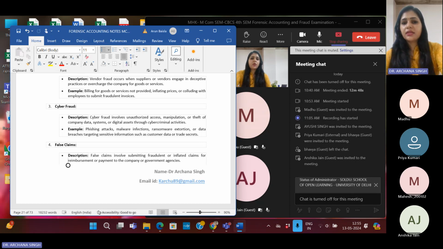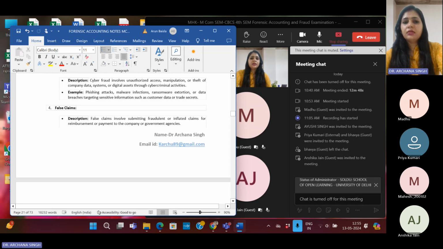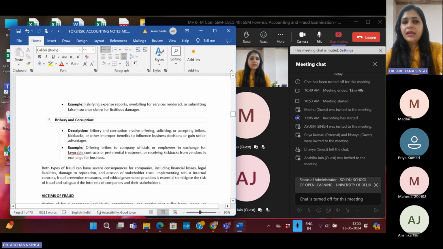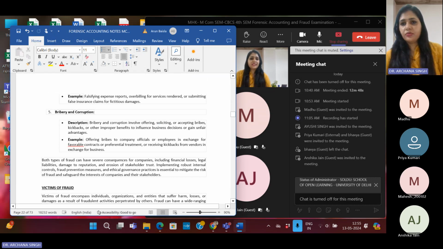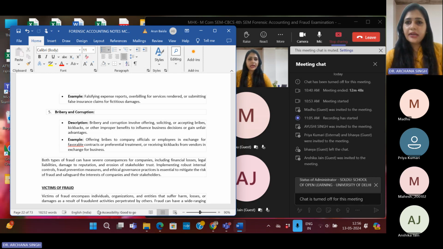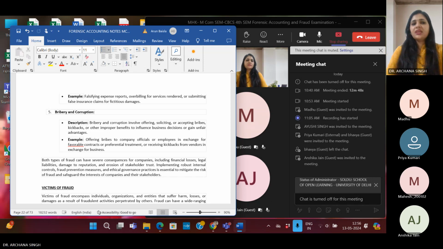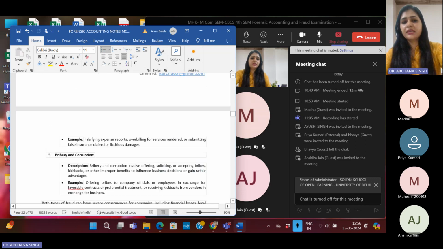The next is false claims. False claims means they are submitting fraudulent or inflated claims for the reimbursement of their payments to the company or government agencies. Like they are falsifying the expenses report, showing expenses that in actuality they hadn't incurred. They are overbilling their services rendered, saying they provided these services and this is the bill, but in actual they hadn't provided that much service. So they show an extra amount, or submit a false insurance claim for fictitious damages. So these are some of the false claims they can show.